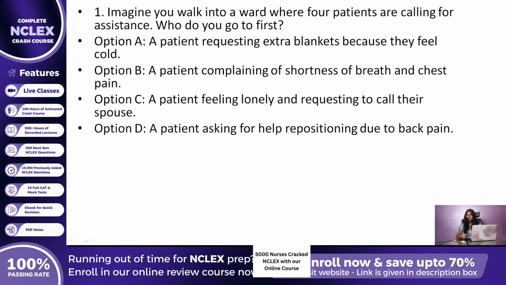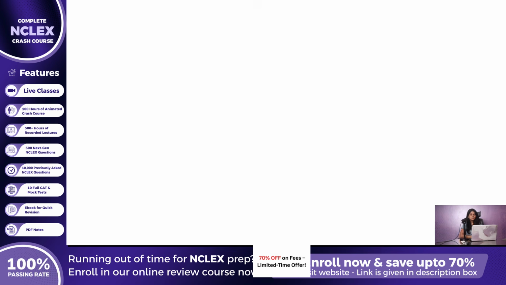The correct answer is option B, the patient with shortness of breath and chest pain. According to Maslow's hierarchy, physiological survival, airway, breathing, and circulation always comes first. Extra blankets, emotional needs, or comfort measures can wait. This is a key NCLEX prioritization principle. Airway over everything else.